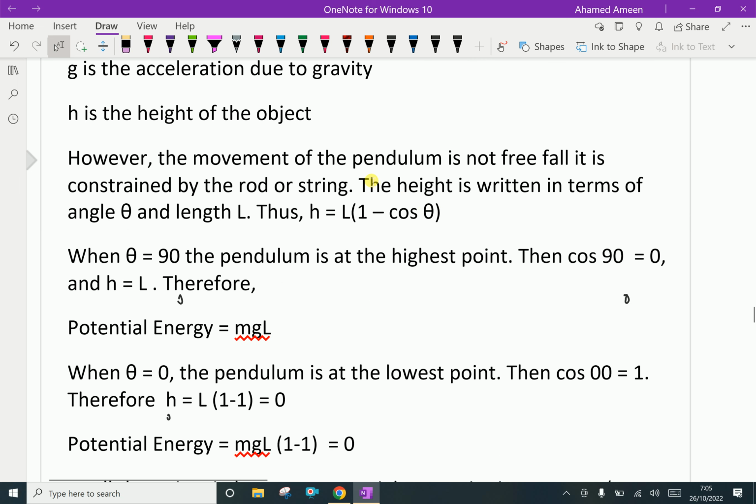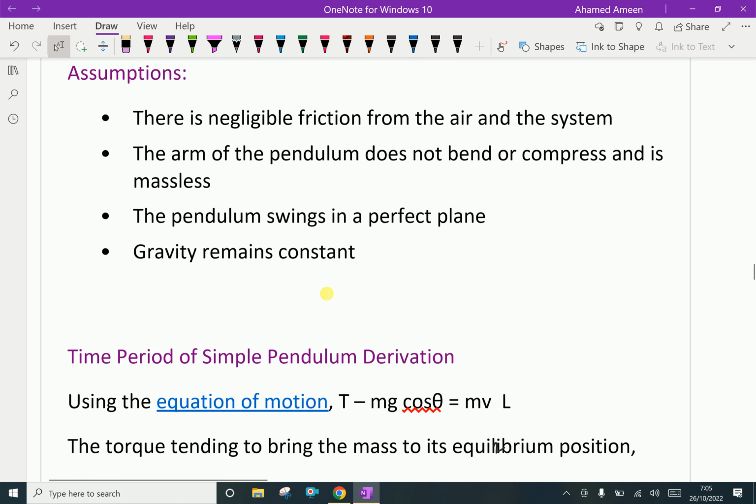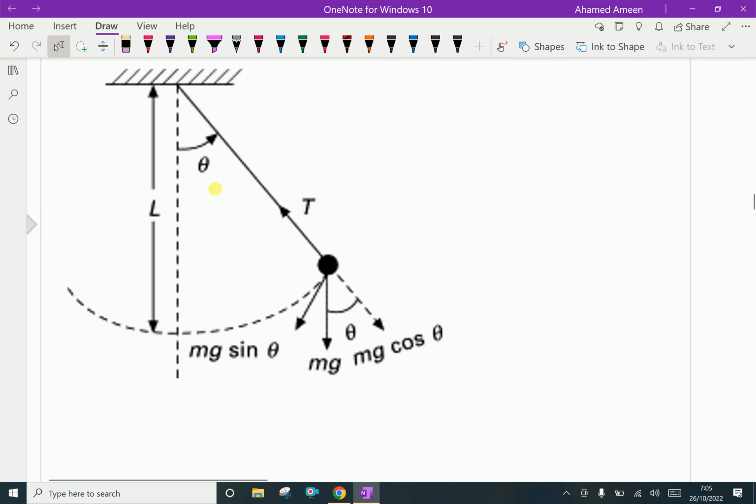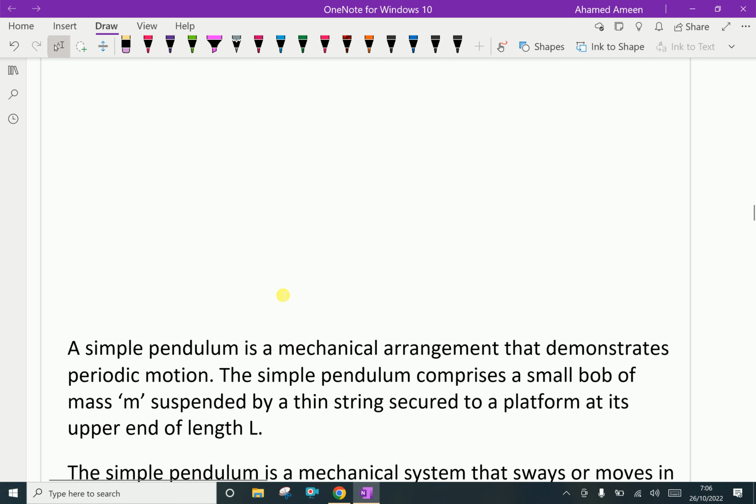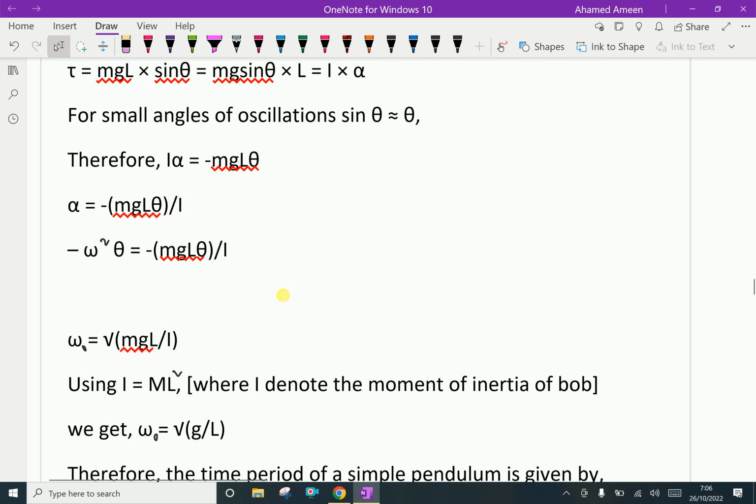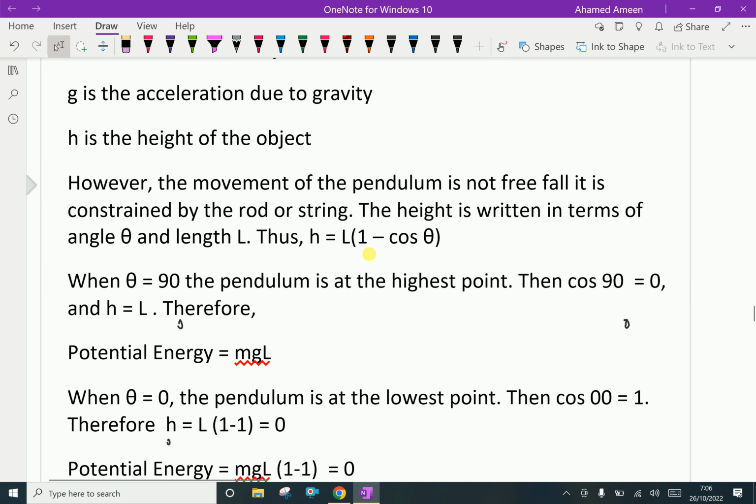However, the movement of the pendulum is not free fall, it is constrained by the rod or string. That means it's not a free fall, it is constrained with a string, because the bob is connected with a string. The height is written in terms of angle theta and L, therefore h equals L into 1 minus cos theta. By a trigonometrical approach, look at this, h equals L into 1 minus cos theta. This is the trigonometric relation between h and L.